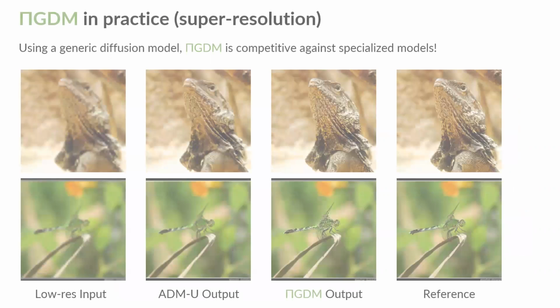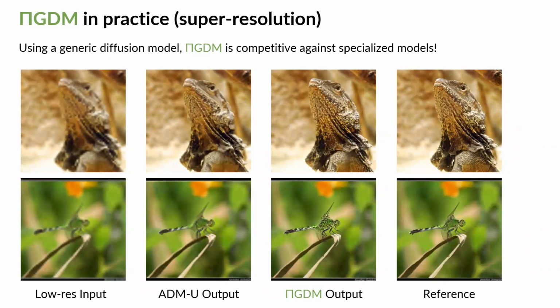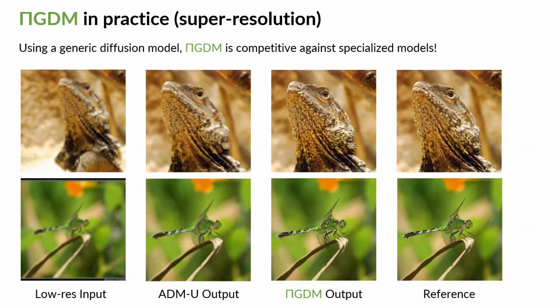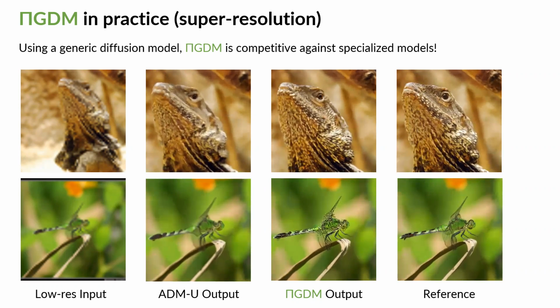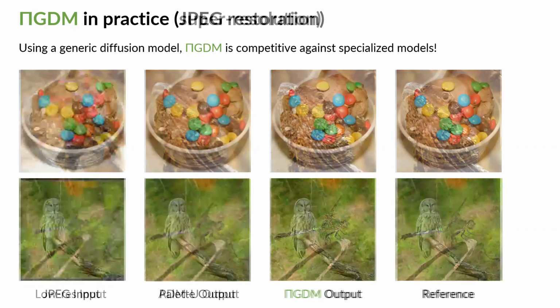And we can see some results in practice, not just on super JPEG, but also on super resolution as well. For example, here the left column is the low resolution input. The right column is the reference. The second column is the output from a model that's specifically trained on super resolution. And the third row is our result. We can see that our result is actually relatively sharp, even compared to the reference.